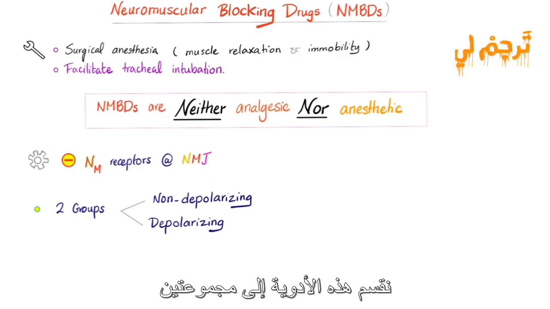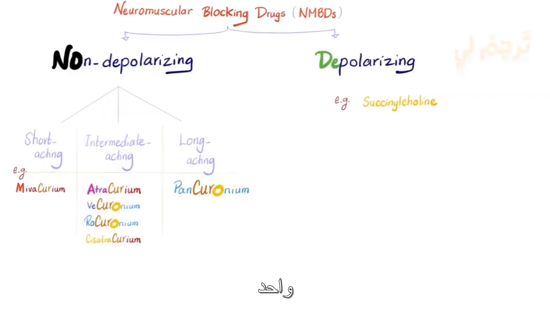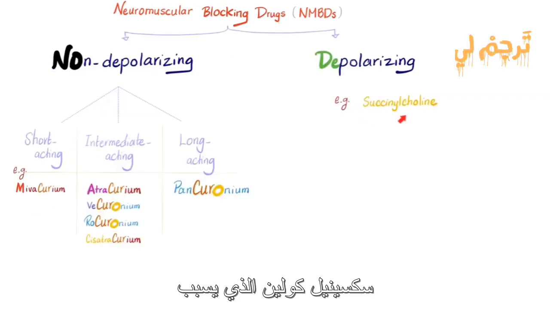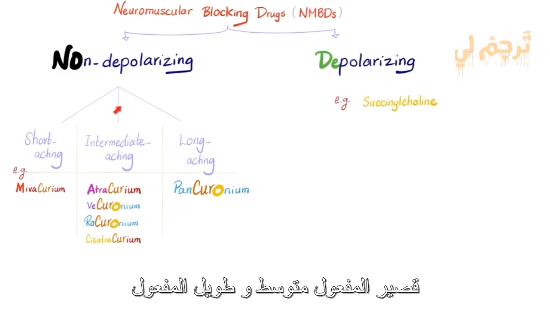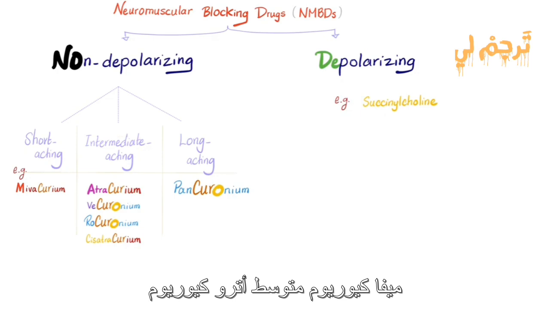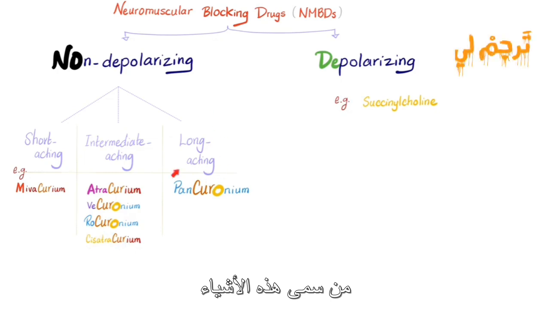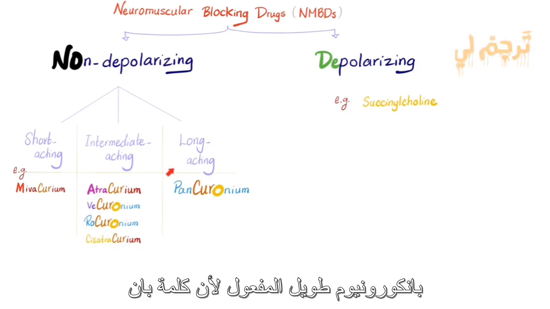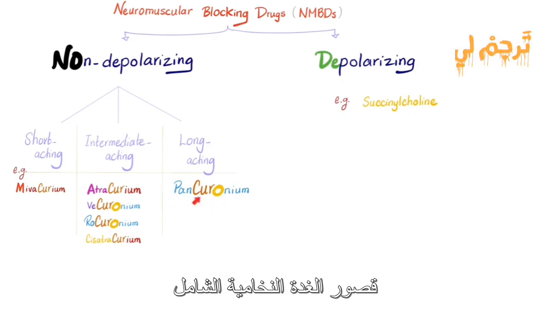We divide these drugs into two groups, non-depolarizing and depolarizing. Depolarizing is just one, the doofus succinylcholine, which causes malignant hyperthermia, which is treated with dantrolene. How about the non-depolarizing? We have short-acting, intermediate, and long-acting. Short-acting, mivacurium. Intermediate, atracurium, vecuronium, rocuronium, cisatracurium. Who named these things? Long-acting, pancuronium, because the word pan means what? Extensive, inclusive. Case in point, pancytopenia.